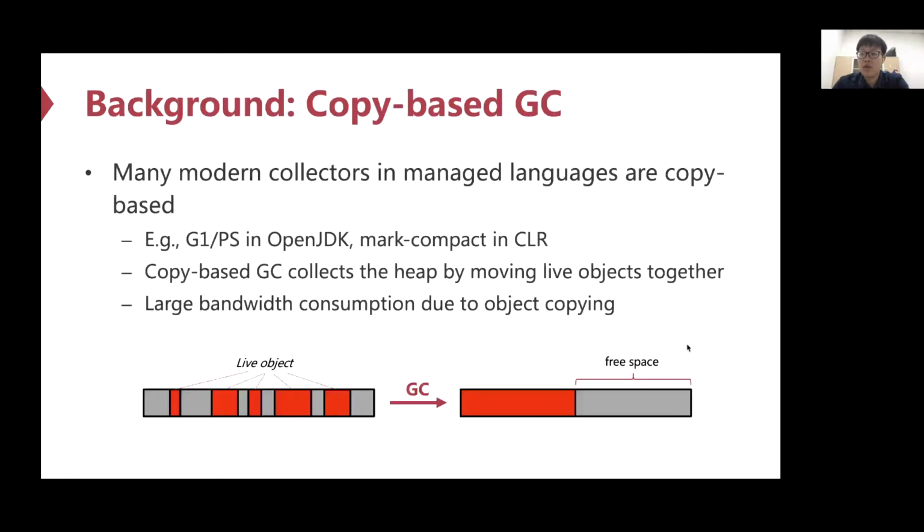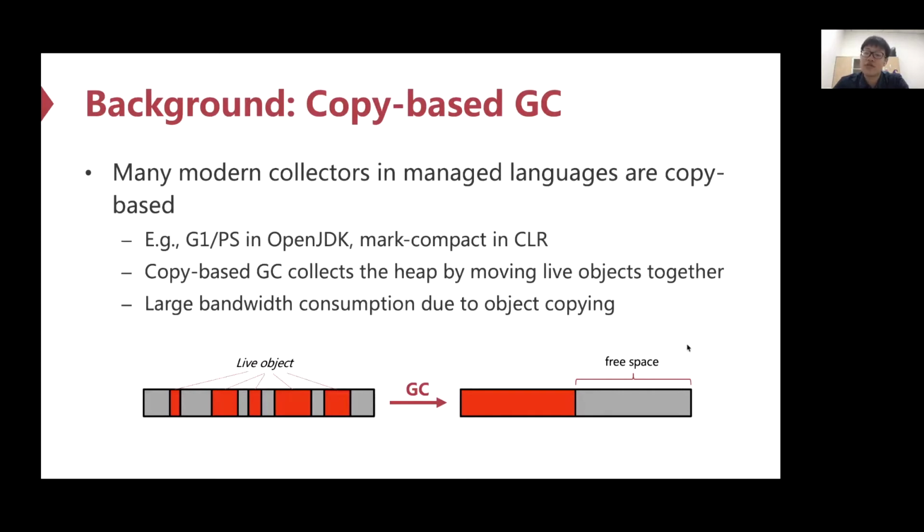Before analyzing why GC time is severely affected, we will first give some background about the copy-based GC. It is a very important algorithm, and many modern collectors in managed languages are copy-based. For example, G1 and PS in OpenJDK, and the mark-compact algorithm in the Common Language Runtime in C#. A copy-based GC collects the heap by moving live objects together. After GC, it will organize the consecutive free space for fast memory allocation.